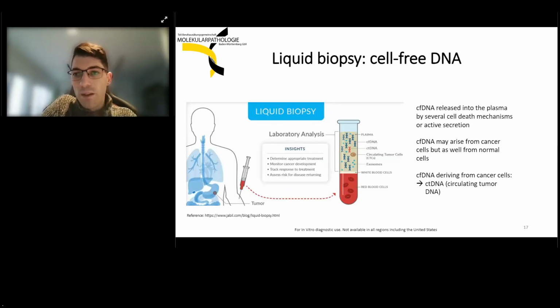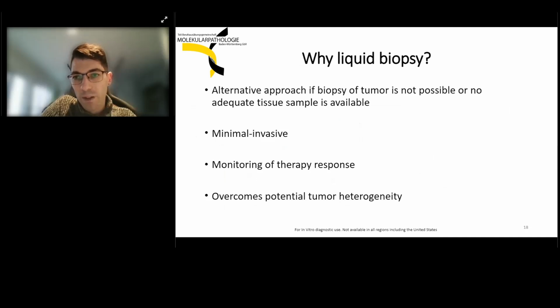Okay, so now I'm coming to the next part of the presentation, which focuses on the analysis of cell-free DNA. Cell-free DNA is released into the plasma by several cell death mechanisms or even by active secretion. cfDNA may arise both from cancer cells, but also from non-tumor cells. And cfDNA released by tumor cells is called circulating tumor DNA, abbreviated ctDNA.